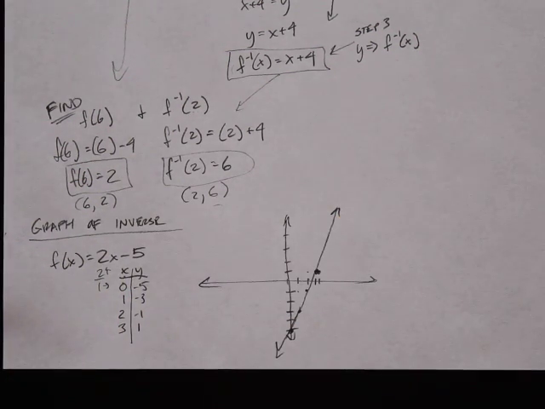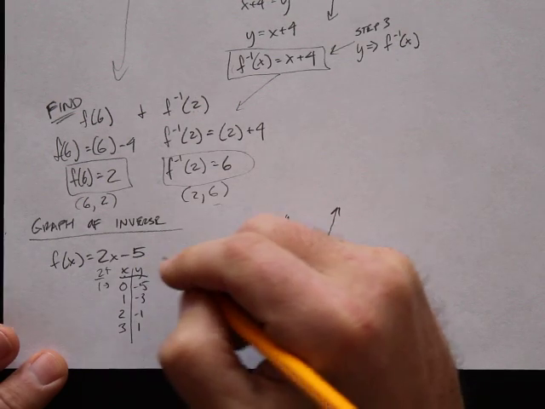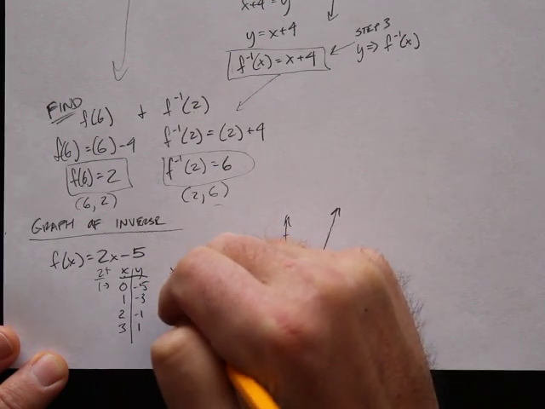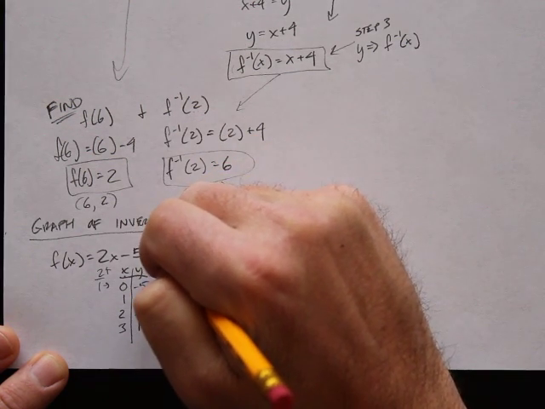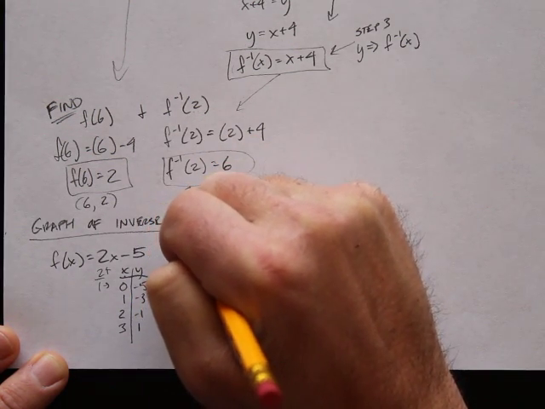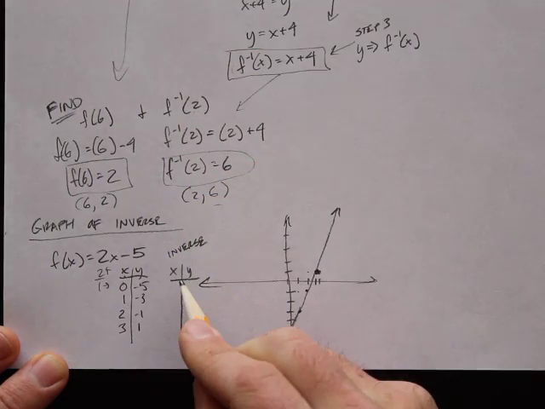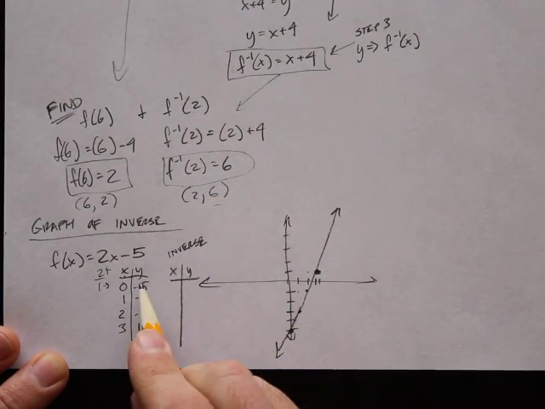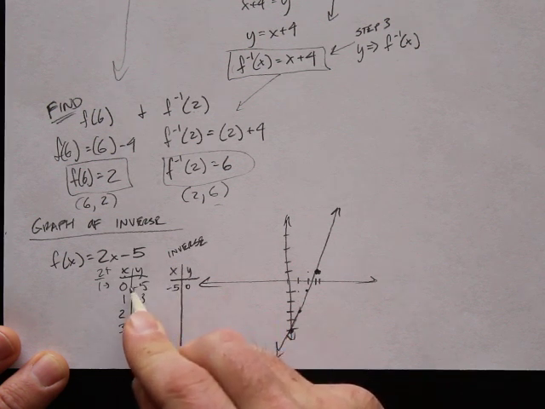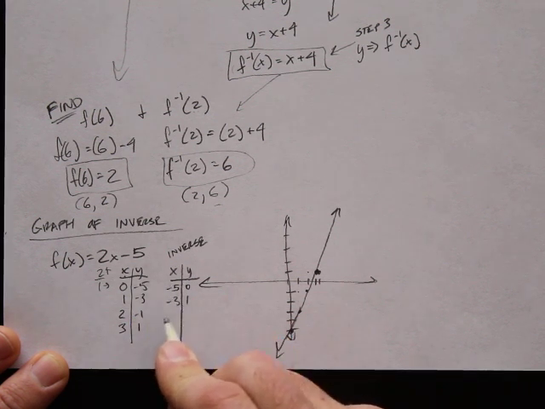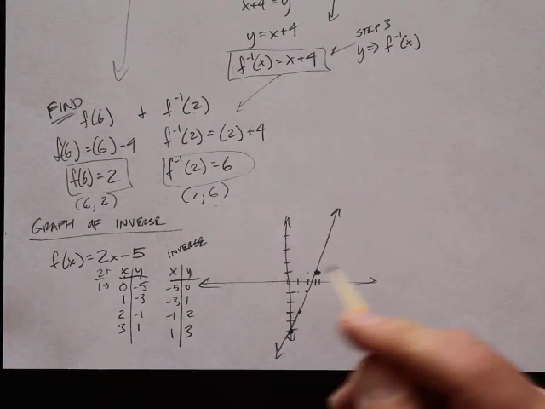All right, now let's draw a t-table that is the inverse. So here's my inverse t-table. And for my inverse, I just swap x and y. So I just go -5, 0, -3, 1, -1, 2, and 1, 3. So I just swap those.